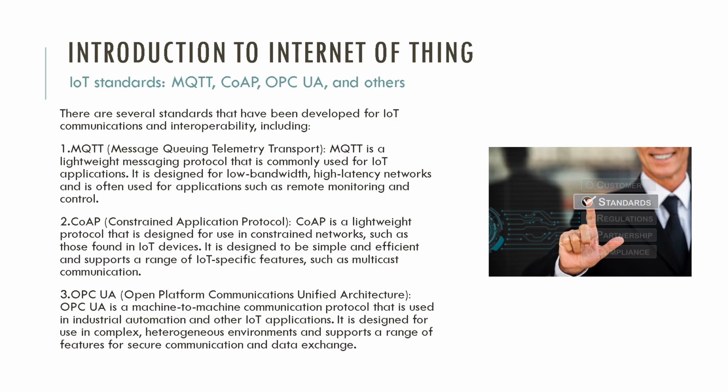2. CoAP, Constrained Application Protocol. CoAP is a lightweight protocol that is designed for use in constrained networks, such as those found in IoT devices. It is designed to be simple and efficient and supports a range of IoT-specific features such as multicast communication. 3. OPC-UA, Open Platform Communications Unified Architecture. OPC-UA is a machine-to-machine communication protocol that is used in industrial automation and other IoT applications. It is designed for use in complex, heterogeneous environments and supports a range of features for secure communication and data exchange.